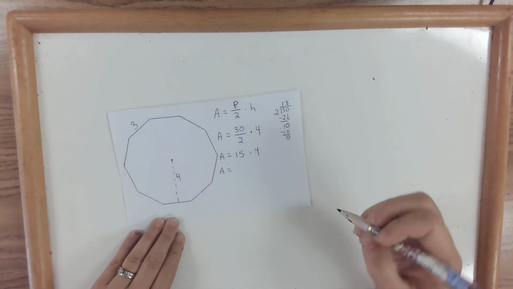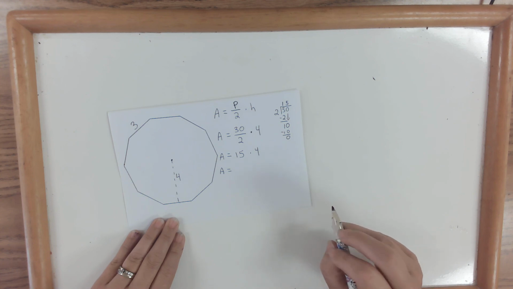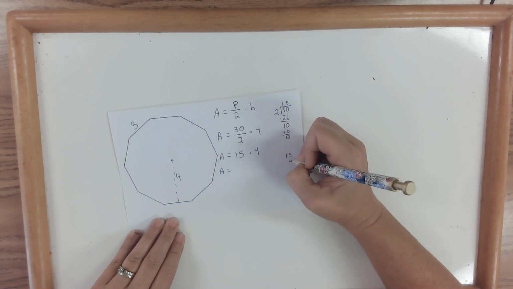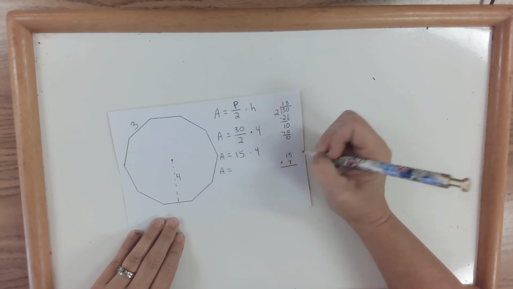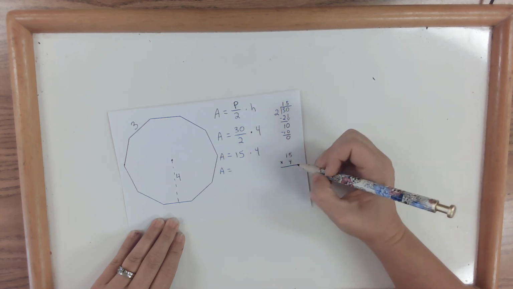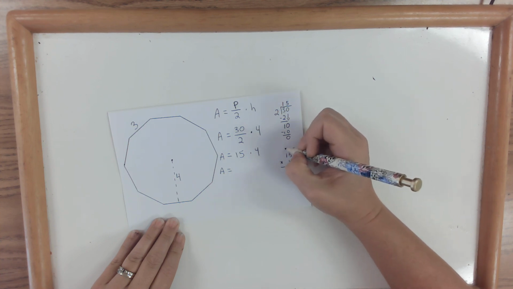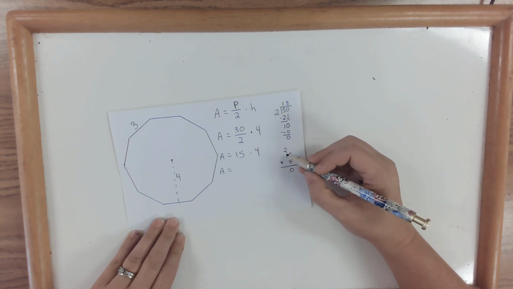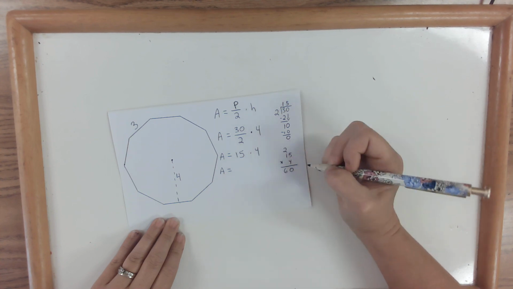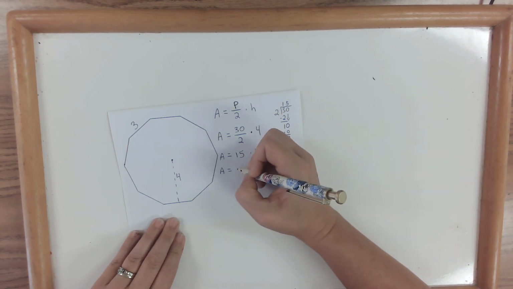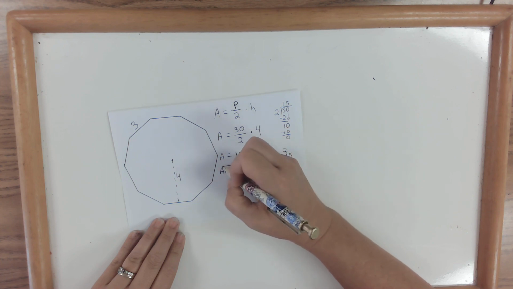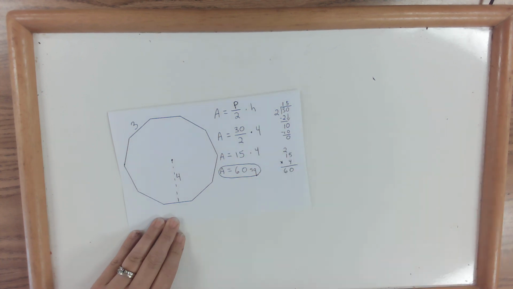Area equals. Now you may know that this is 60 just because maybe you're familiar with it. Again, if you're not, that's not a problem. 4 times 5 is 20. 4 times 1 is 4, plus 2 is 6. My answer is 60 squares. And this is how you figure out the area of a decagon.